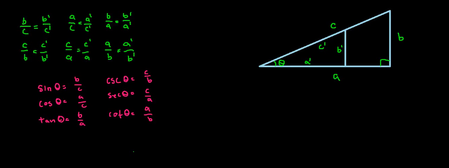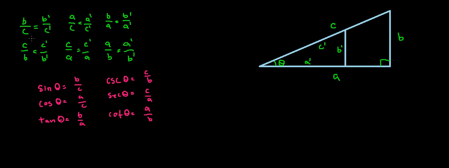For similar triangles, the ratios of the sides of the two different triangles are equal. For example, the ratio of B over C is equal to the ratio of B1 over C1. Here's B, here's C. This would be the opposite side to the angle theta over the hypotenuse. And here is the opposite side again, but of a similar triangle to ABC. This is A1, B1, C1. B1 divided by C1 would be the same ratio as B divided by C.